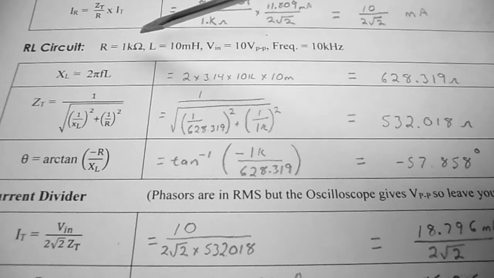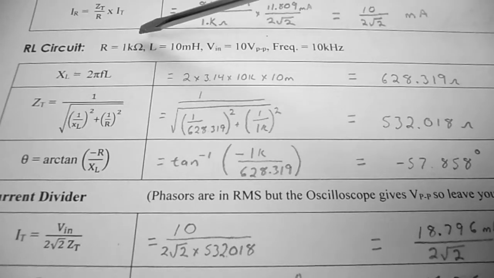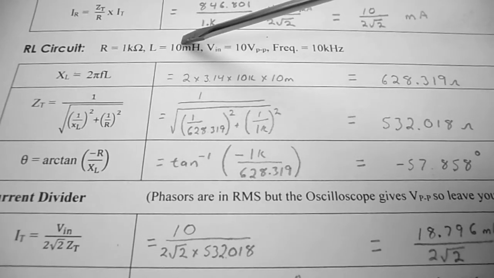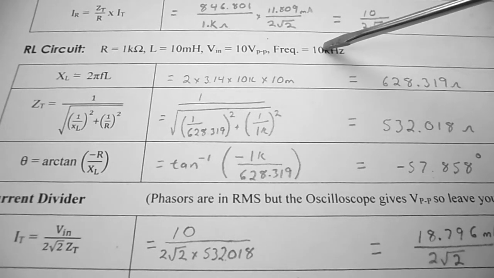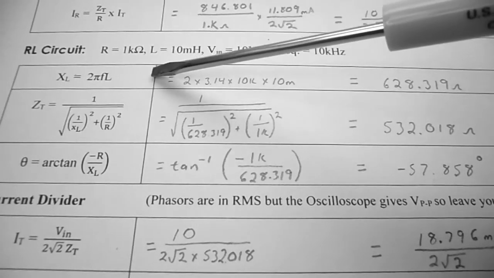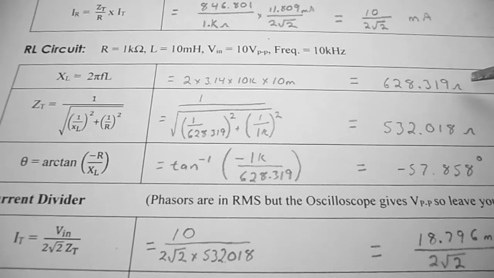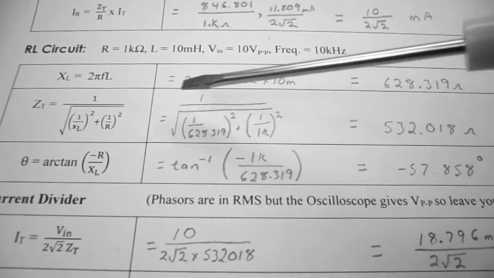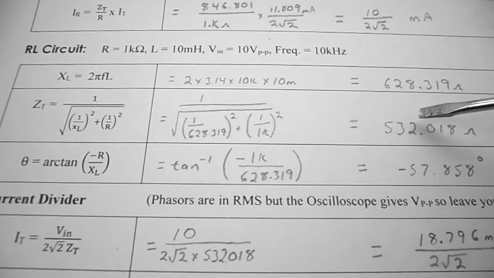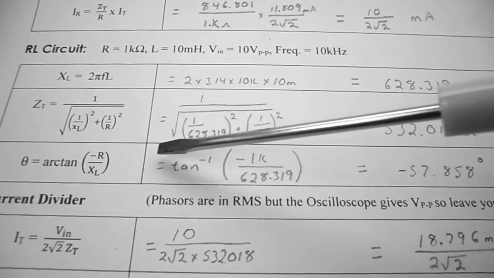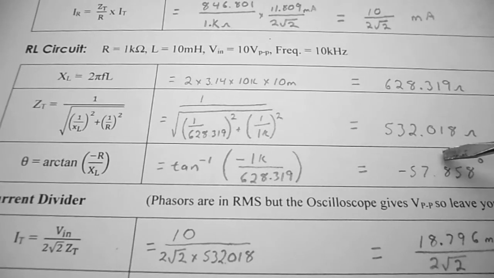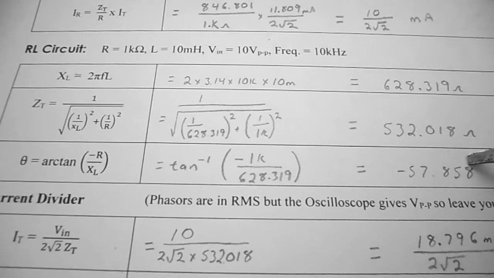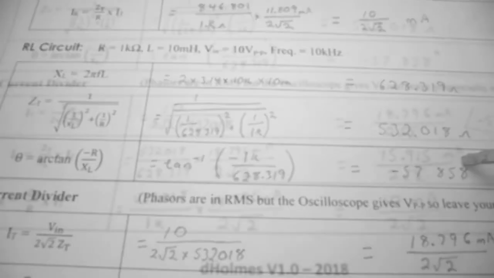So you can see I've finished my calculations for the RL circuit with a 1 k ohm resistor and a 10 millihenry inductor. We're still at 10 volts peak to peak and still have a frequency of 10 kilohertz. So my XL works out to 628 ohms. My total impedance of the circuit worked out to 532 ohms. And my phase angle should be somewhere around minus 57.858 degrees. So that means it's going to be lagging.